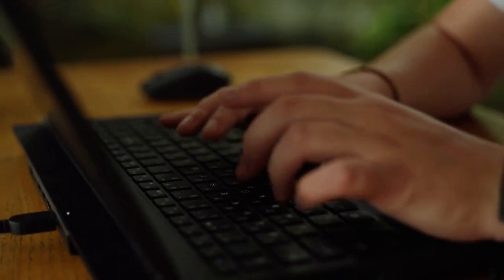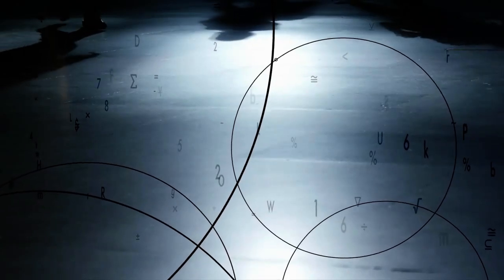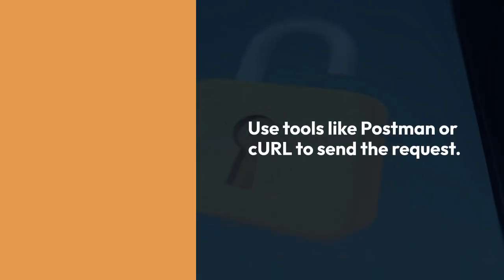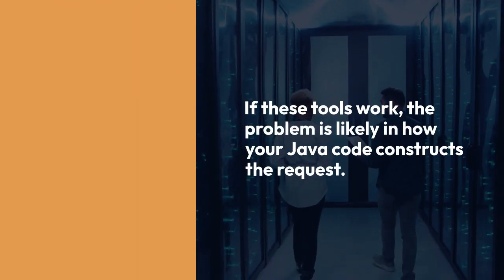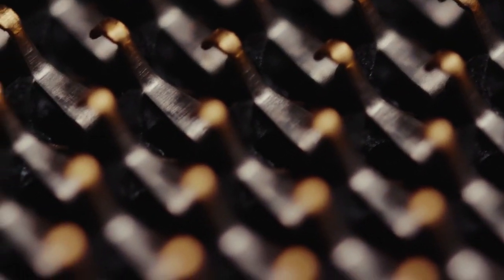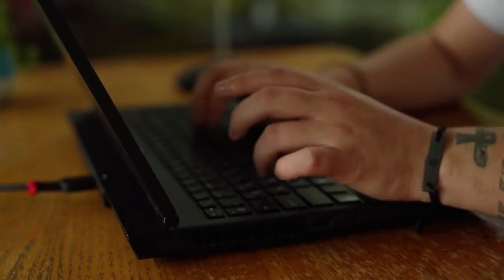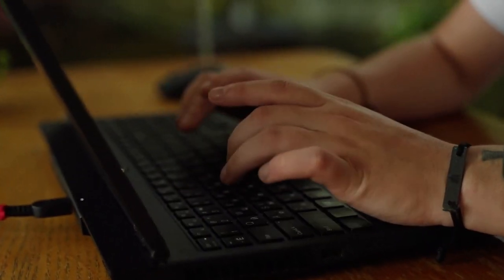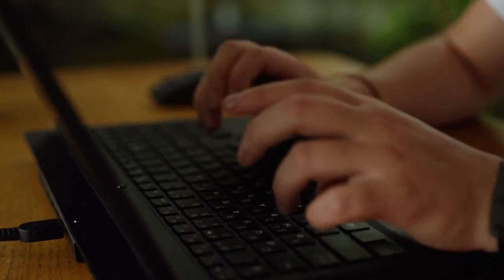Sixth, test with a browser or tool. Try accessing the exact URL in your web browser. Does it work? Use tools like Postman or curl to send the request. If these tools work, the problem is likely in how your Java code constructs the request. Seventh, check your network and firewall. Make sure no local firewall on your machine is blocking outgoing connections from your Java application.